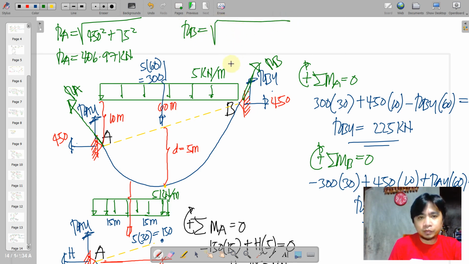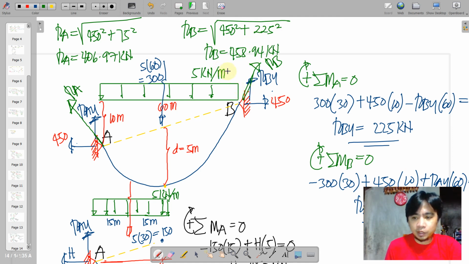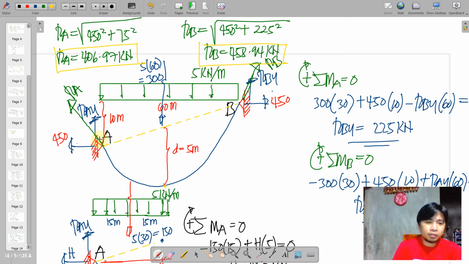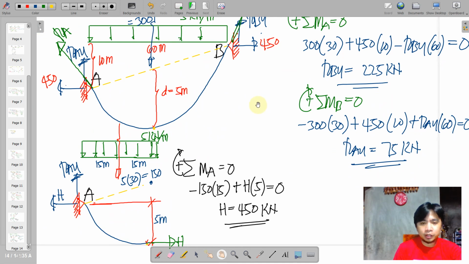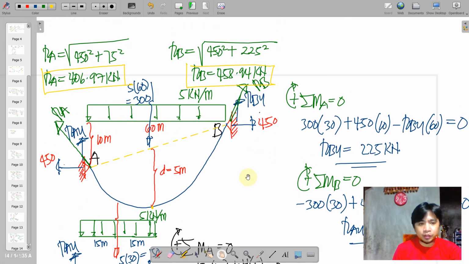And as for RB, we do the same in a similar manner. We have the square root of the horizontal one, that is 450 squared plus RBY, which is this one, 225 squared. So calculating that, we have 458.94 kilonewtons. So these are the tensions at cable A and at point B. So we've got all the necessary reactions. So I think we are done here. So that's it for the parabolic curve carrying a distributed load.